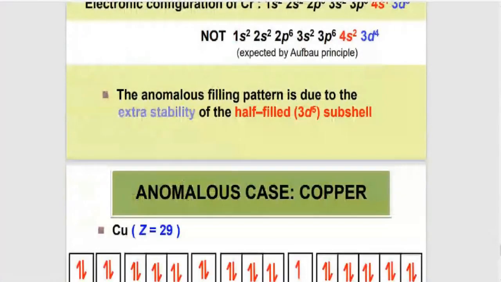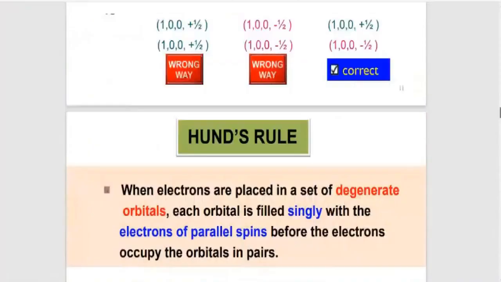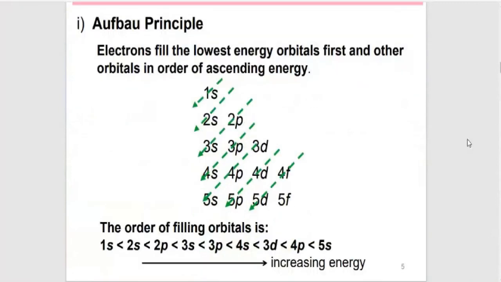Tapi kita pergi tengok watak utama tu dulu. Cerita-cerita tapi belum cerita watak utama. Watak utama ialah Alpha, Pauli, and Hund.